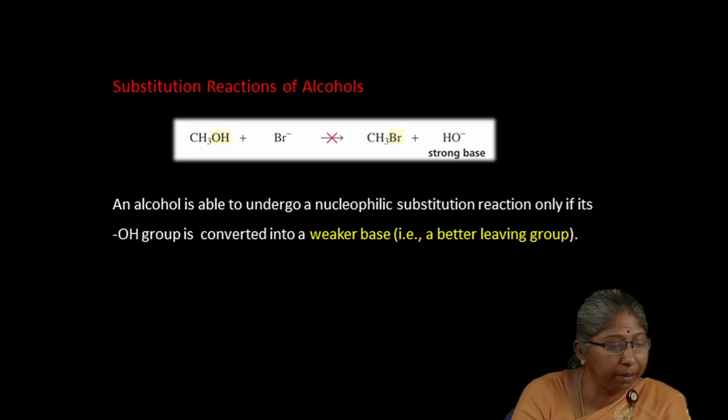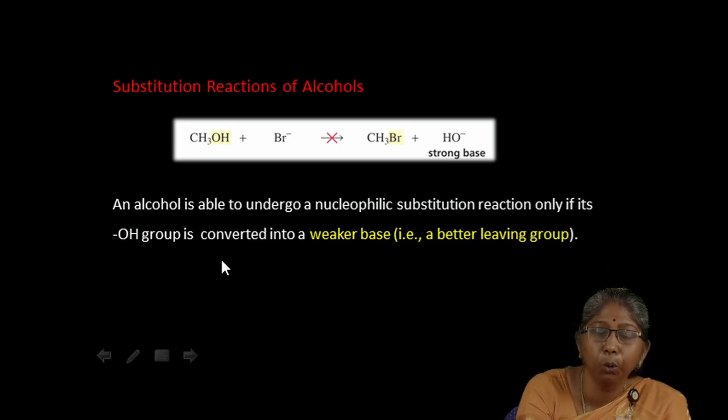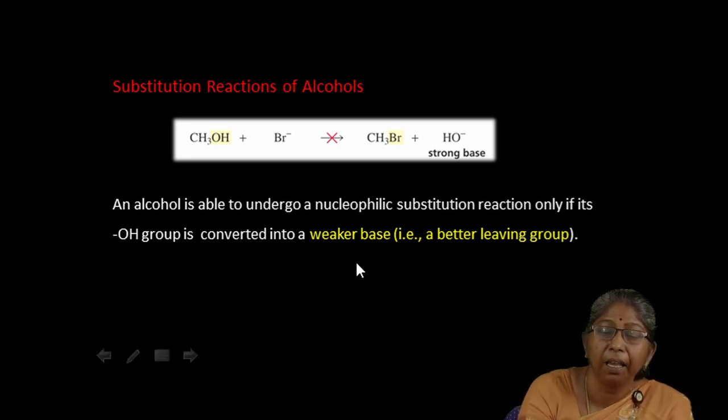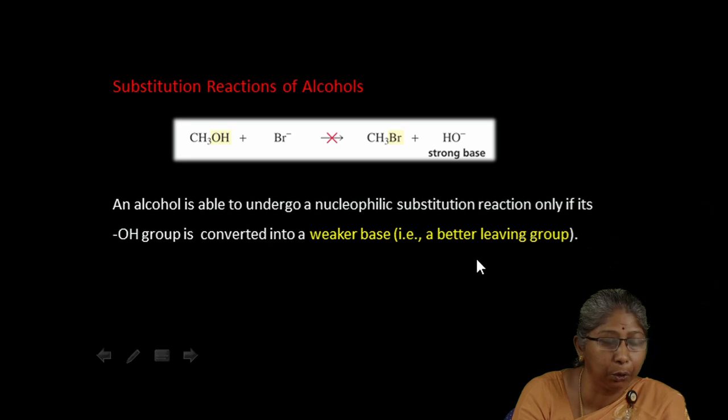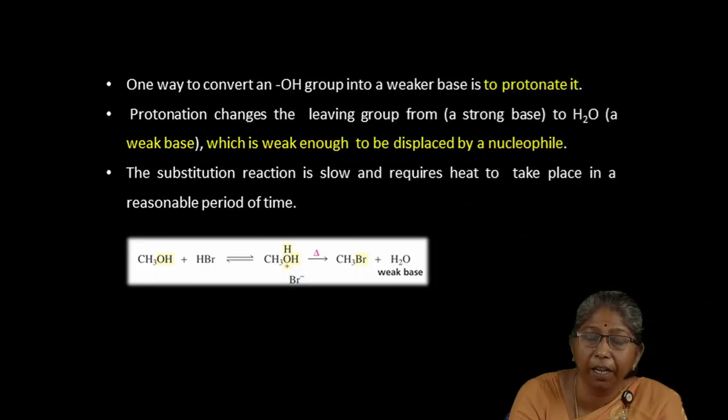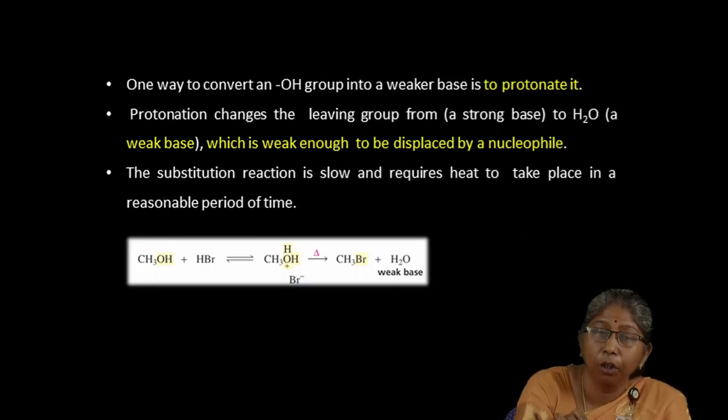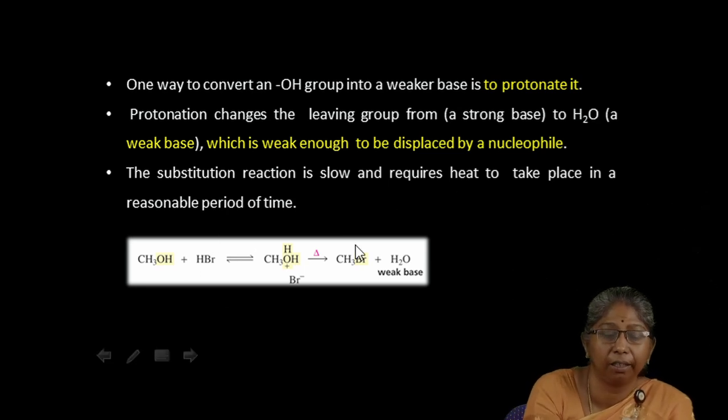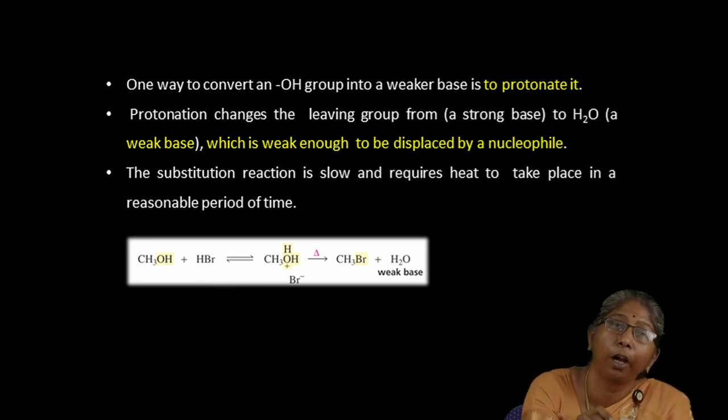The OH group must be converted into a weaker base, which acts as a better leaving group. Now what is the way to convert the strong OH group to a weaker base? It is to protonate it. See the reaction: CH3OH, that is methanol, plus HBr. So hydrobromic acid is used. You can also use hydroiodic acid. Both will react in the same way.